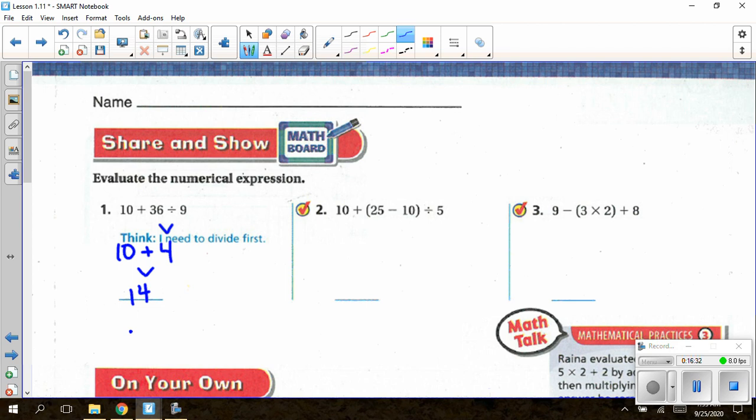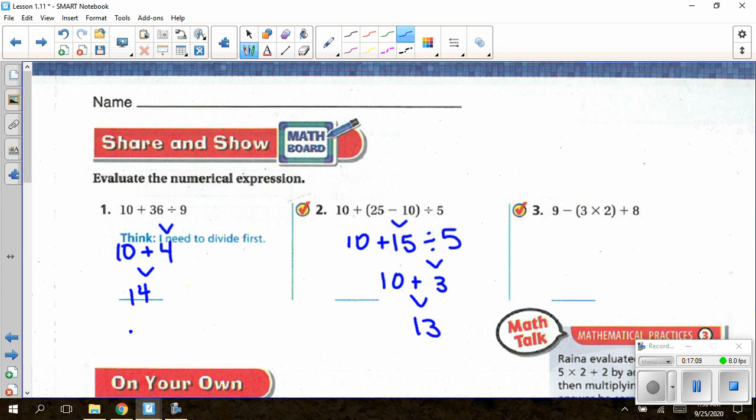For number 2, I do see that there are parentheses, so I need to make sure I solve all parentheses first. So for number 2, my 25 minus 10 gives me 15. Rewrite everything else that you did not use yet. Now, according to my order of operations, I do have to divide before I can add, so I'm going to make sure I take my 15 divided by 5. I know that that equals 3. Rewrite everything else that I didn't work with yet. And finally, 10 plus 3 gives me 13.